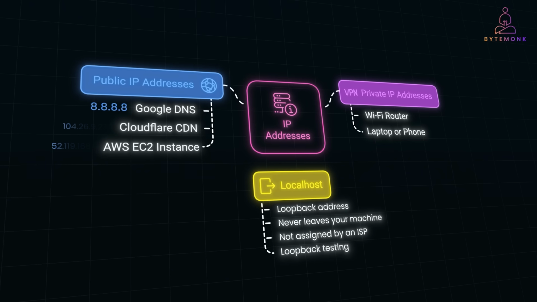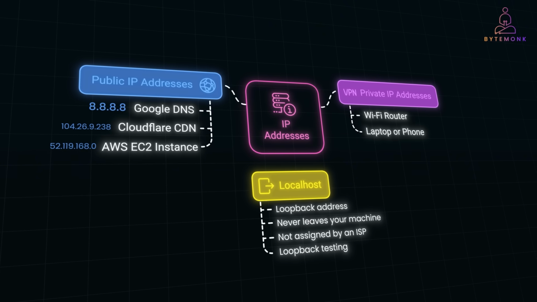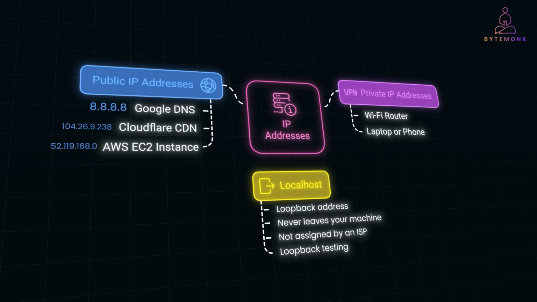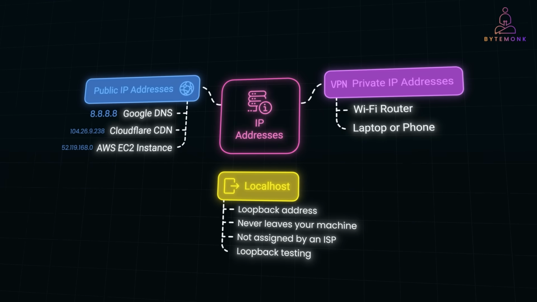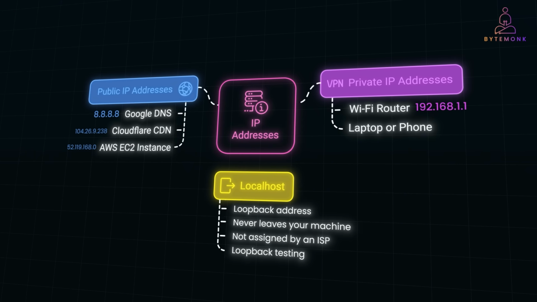8.8.8.8 is Google's public DNS. So when you visit google.com, your browser connects to Google's public IP address through the internet. A private IP is used only inside a local network, like your home or office. Private IPs are not accessible from the internet directly. So, in your home, your Wi-Fi router might have 192.168.1.1, and your laptop or phone might get 192.168.1.100.